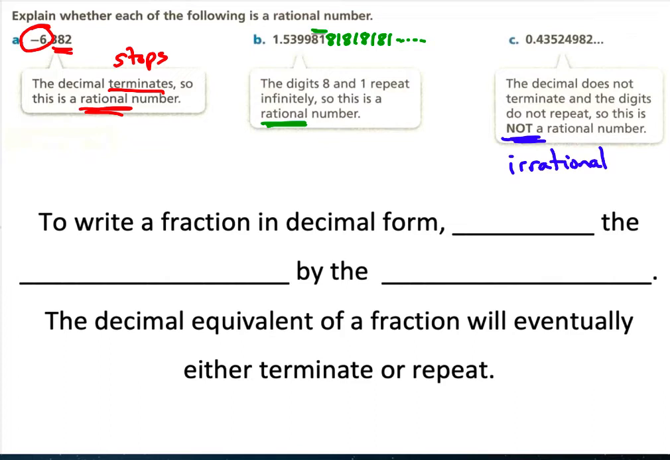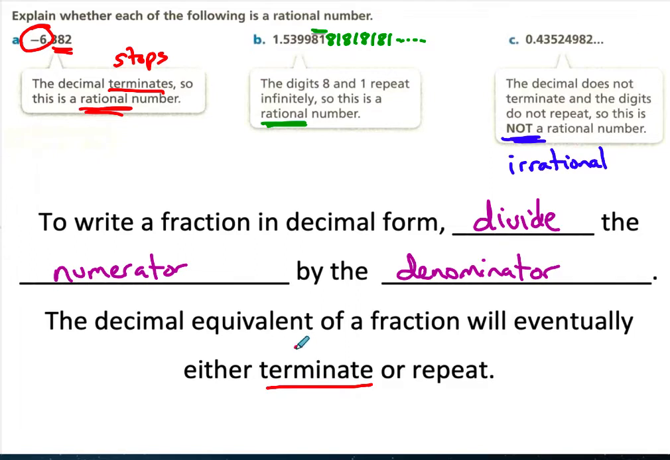All right, so the bigger part of this lesson is going to be, how do we turn these fractions into decimals so we can see whether they terminate or repeat? So to write a fraction in decimal form, we're going to divide the numerator by the denominator. Okay? And then the decimal form of it will eventually either terminate, stop, or repeat. And then we'll use that bar notation.